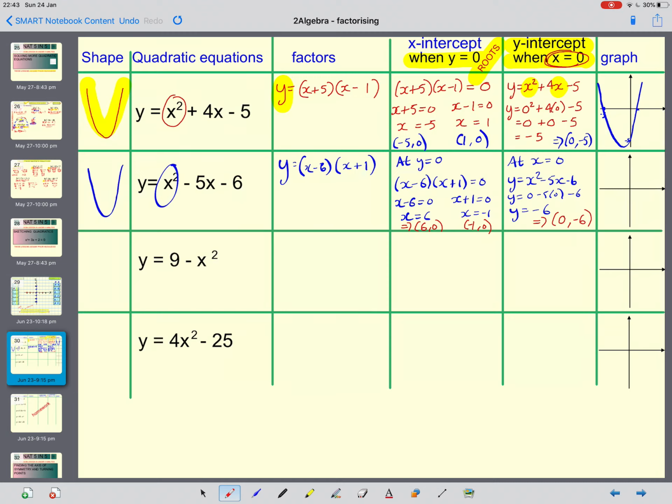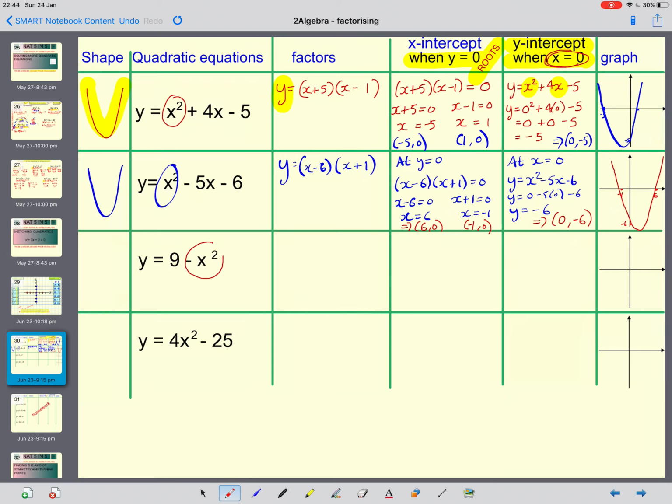Again, you know the shape. So we've got 6, 0, negative 1, 0, and 0, negative 6. We can put that there. Okay. Next one.